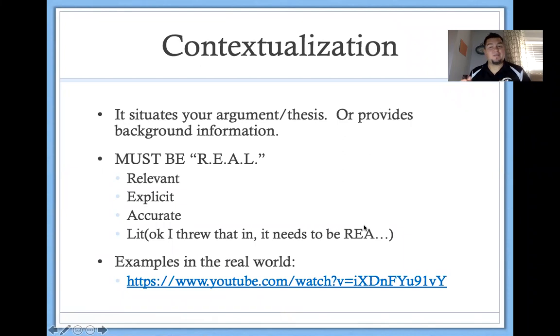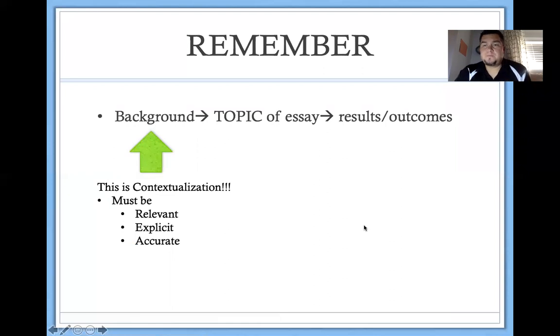It's very common in movies where they'll have like a little script or they'll have a scene that sets up the rest of the movie, and then they have the title come or whatever. That's basically what contextualization is in an essay. So a way to look at this is background of whatever your essay is about, and it needs to be relevant, explicit, accurate. You get into whatever the topic of the essay is or your thesis, and then the results or outcome. So you have to use it to explain this is what led to whatever the prompt is asking.